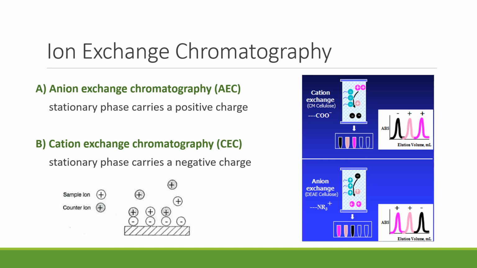If the stationary phase carries a negative charge, it's called a cation exchange chromatography. And so molecules at their isoelectric point in the mobile phase or that have a negative charge pass through first and have little affinity for that stationary phase. Molecules with a positive charge exchange their cations with the stationary phase, and that affinity for the stationary phase depends on the net positive charge of the molecule.